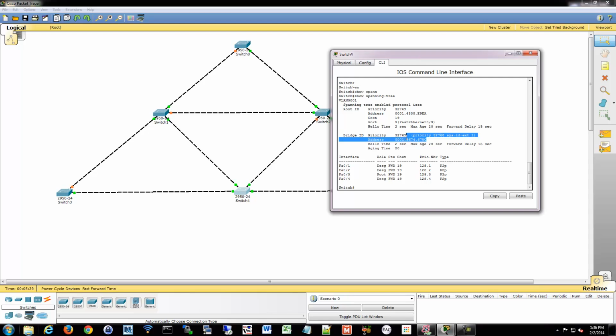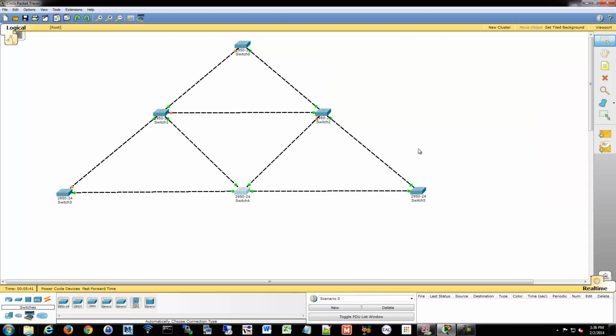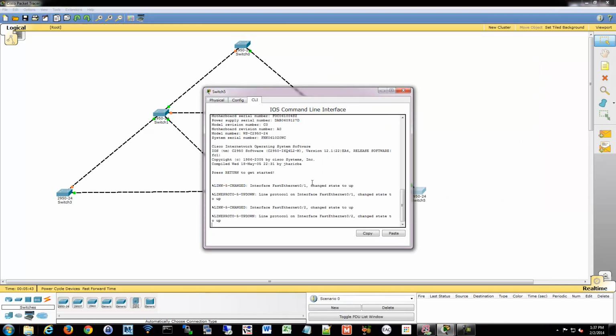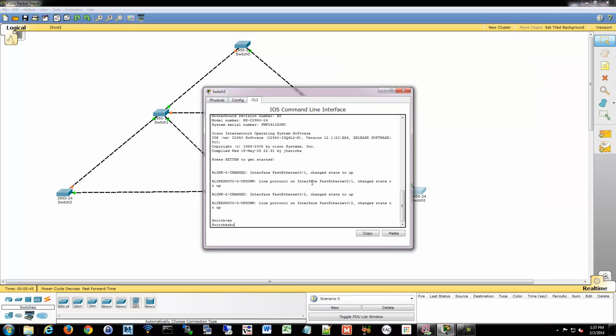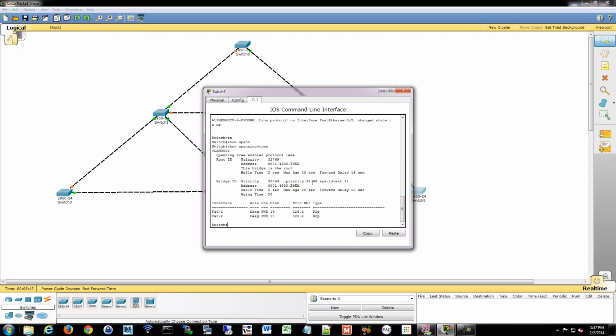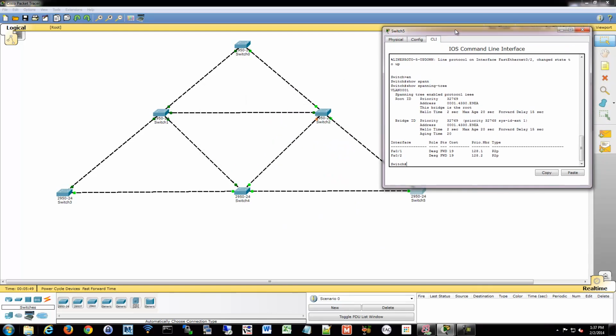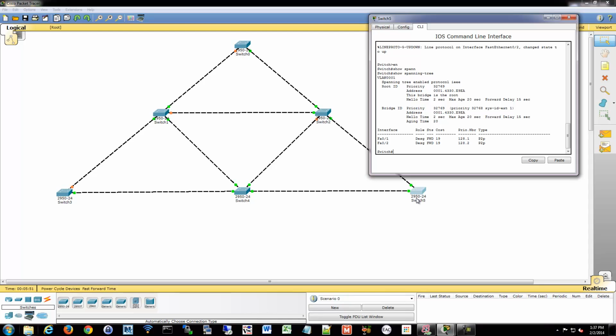It's not that one, so our addresses don't match. So let's go check switch 5. There we go. So switch 5, one of my access switches, all the way down here is the root bridge. This is probably the thing that you want the least. So this is not what we want at all. It says this bridge is the root.